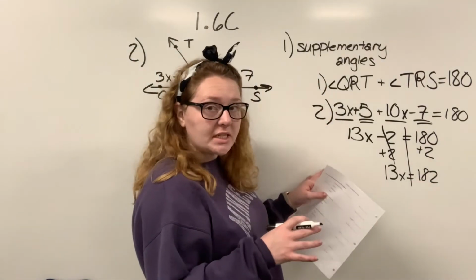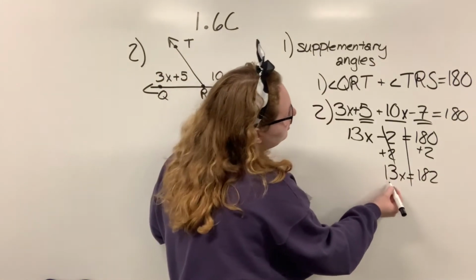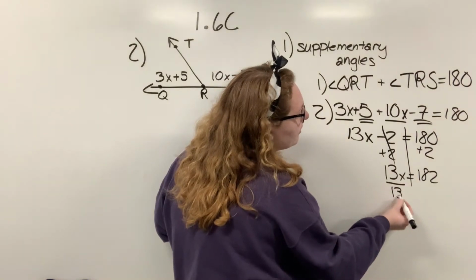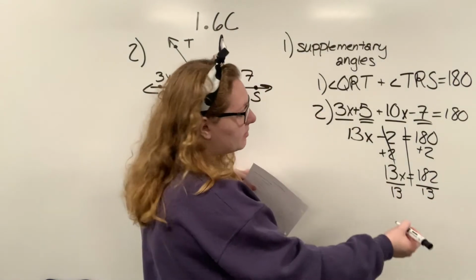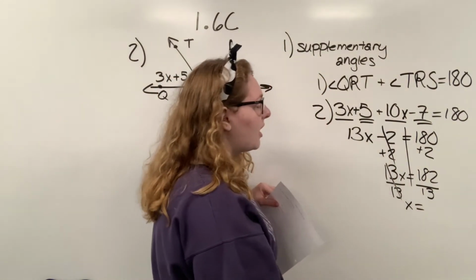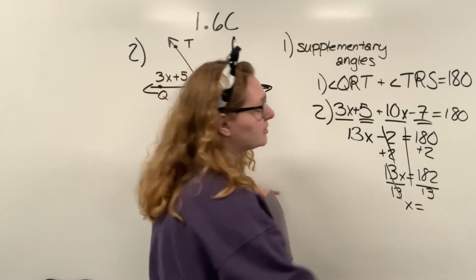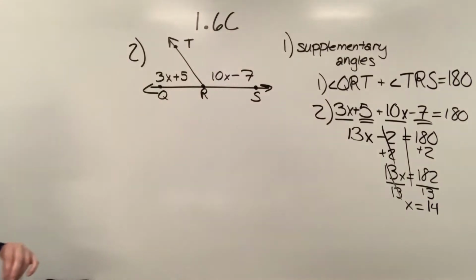Okay, so we're still not done here. We have some multiplication between our coefficient and our variable. So we're going to have to divide to get rid of that multiplication, okay? So multiply by 13, divide by 13, those cancel, so we're just left with a 1x. And then 182 divided by 13 gives us 14. All right, so x is equal to 14.